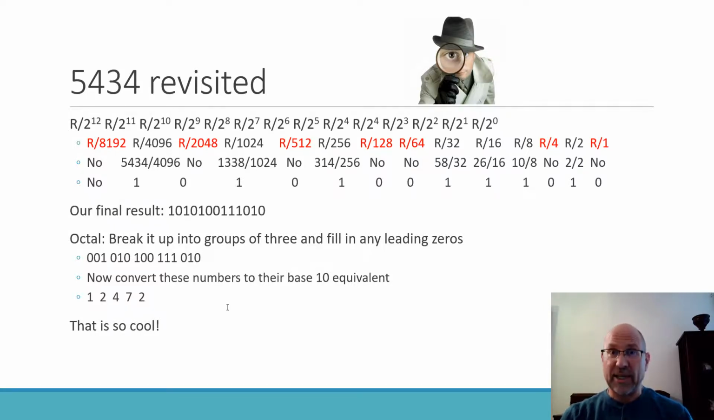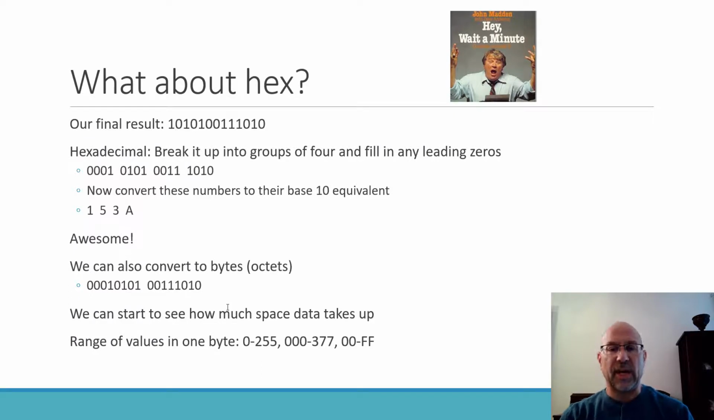Let's see what happens with hexadecimal. Well, remember that we had this final result for our binary calculation, but now, because the hexadecimal values have 16 possible characters, let's break it up into 4 bits, because we can represent 0 to 15 in a binary set of 4 digits. So we do it in the exact same way, fill in the leading zeros where we need to, and now convert them to their base 10 equivalent. When we have 0001, we know that that's a 1.